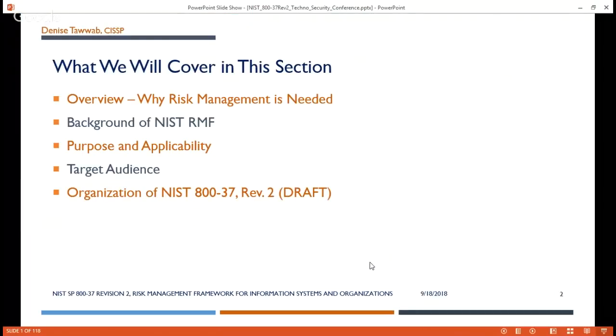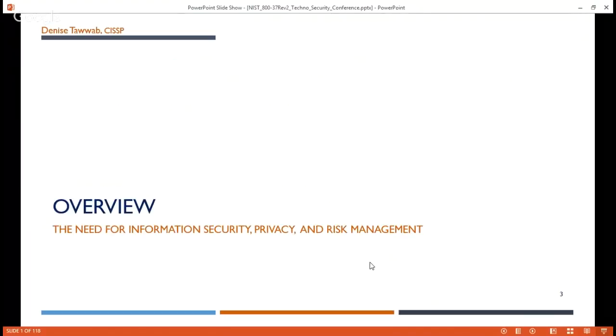So what we're going to cover, and this presentation is over 100 slides long, so it's going to be intense, but we're going to very quickly cover an overview, why risk management is needed. I'll give you the background on the NIST Risk Management Framework, purpose and applicability, target audience, and how the publication is organized, and then we'll go from there.